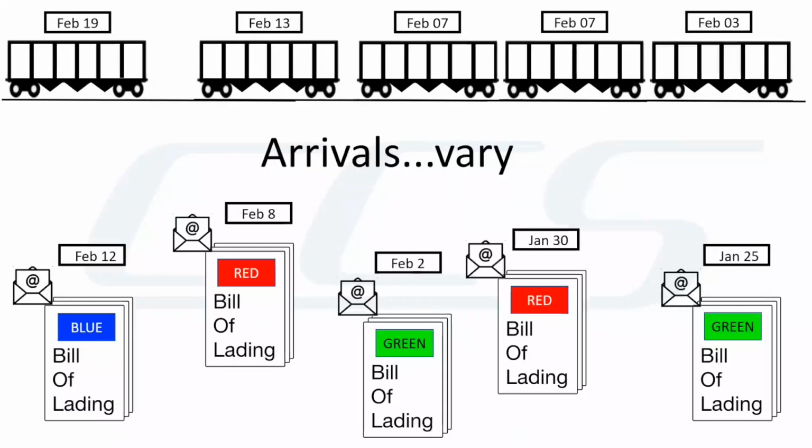The delivery of the BOLs and the delivery of the vehicles, whether they be a truck or rail car, are not in sync. Vehicles can come at different times and dates, and so can the BOLs. They don't come together. The rail cars don't have BOLs stapled to the side, unfortunately.